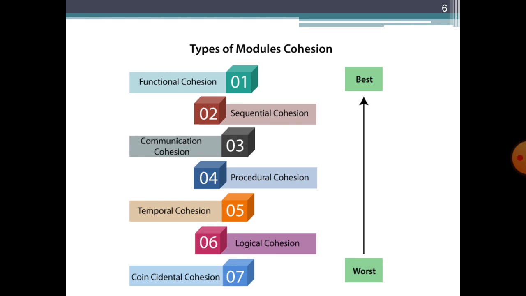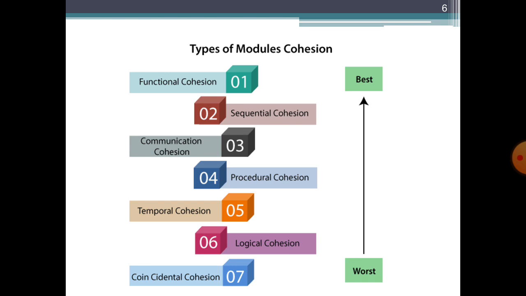The next type of cohesion is logical cohesion. Students, a module is said to be logically cohesive if all the elements of the module perform a similar operation. If all the elements of a module perform a similar operation, it is called logical cohesion. For example, error handling, data input and data output are typical examples of logical cohesion.